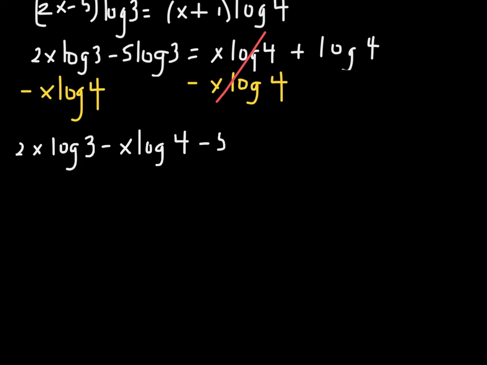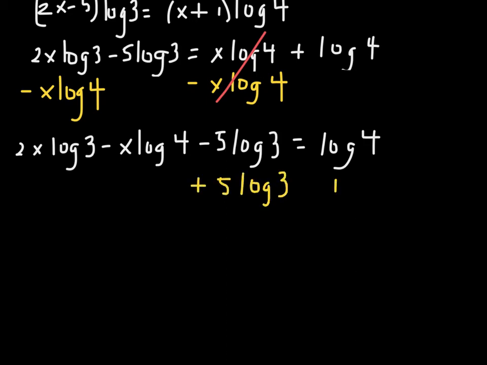Minus 5 times log 3, just bring that down, is equal to log 4. Now, the next thing you're going to see me do is move this constant term over to the right using the opposite of subtraction, which of course is addition. So I'm going to add 5 log 3 to the right.